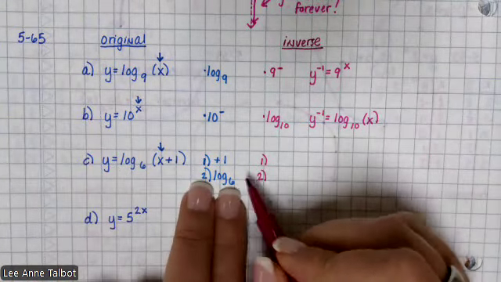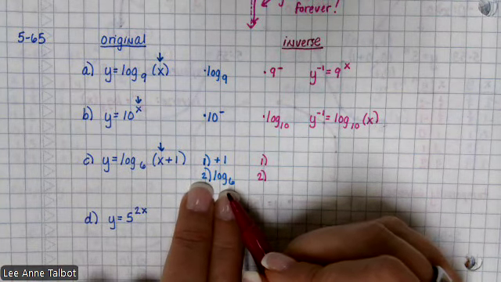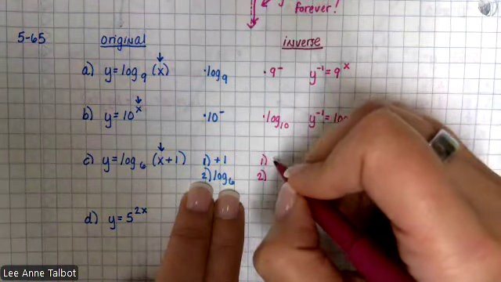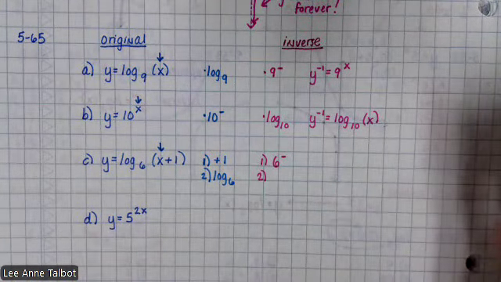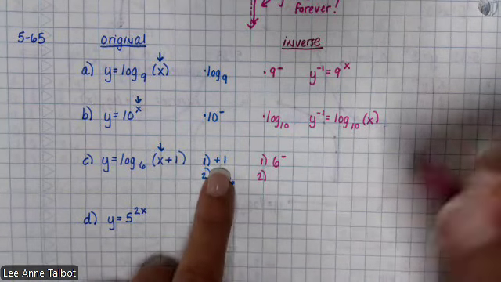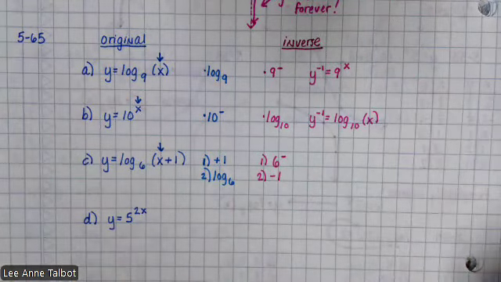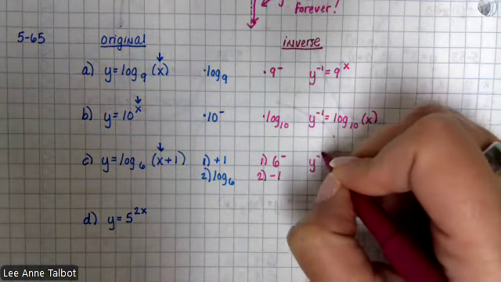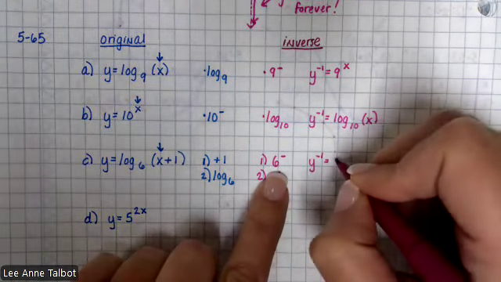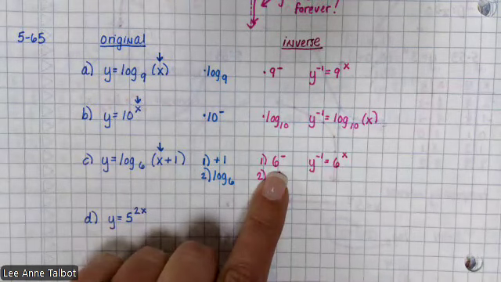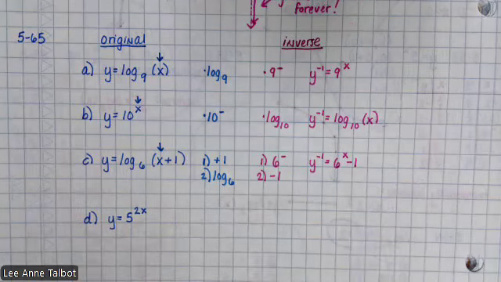Now just like your inverse problems, undo the last thing that happened first. So how do I undo log base 6? 6 to the power. How do I undo plus 1? Minus 1. So we have y inverse: step one is 6 to the power of x, and then minus 1 on everything.